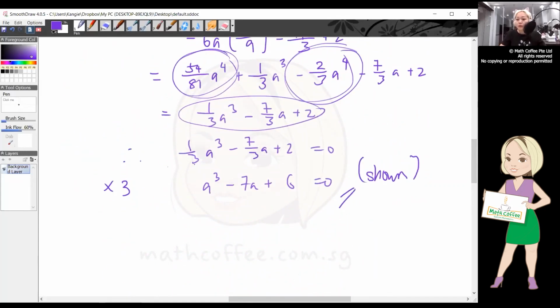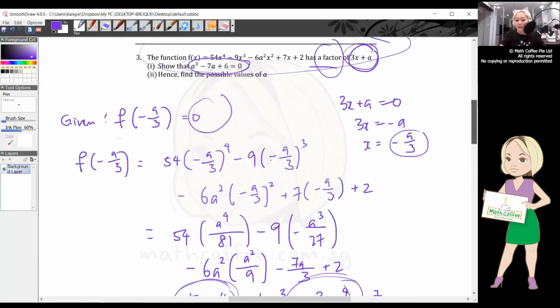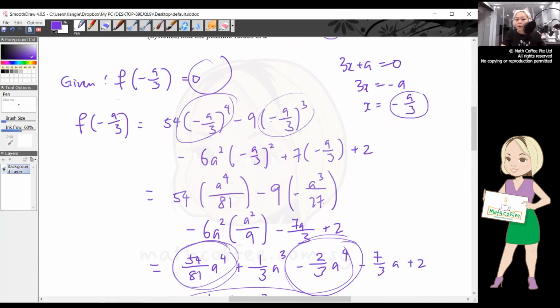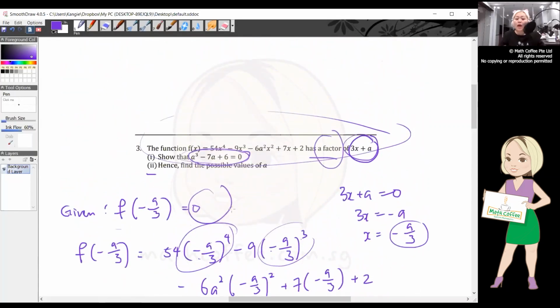Done. So you see, I've been using factor theorem only, nothing much. The only tough part is you just need to be very careful when you manipulate with negative and all this indices stuff. Okay, then they say part 2. Hence, find the possible values of a.